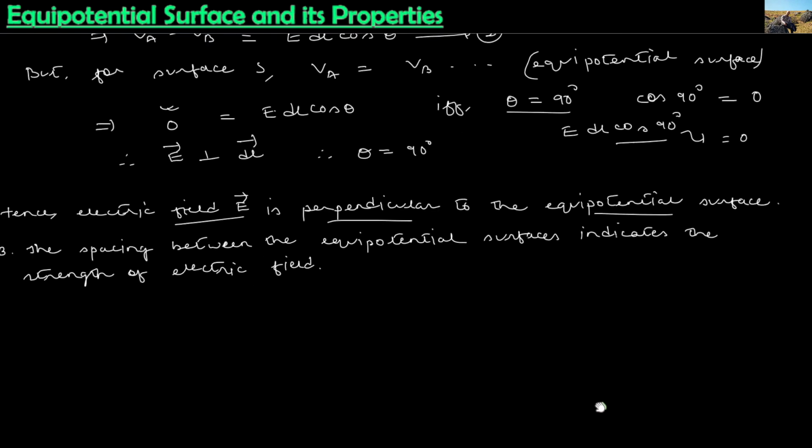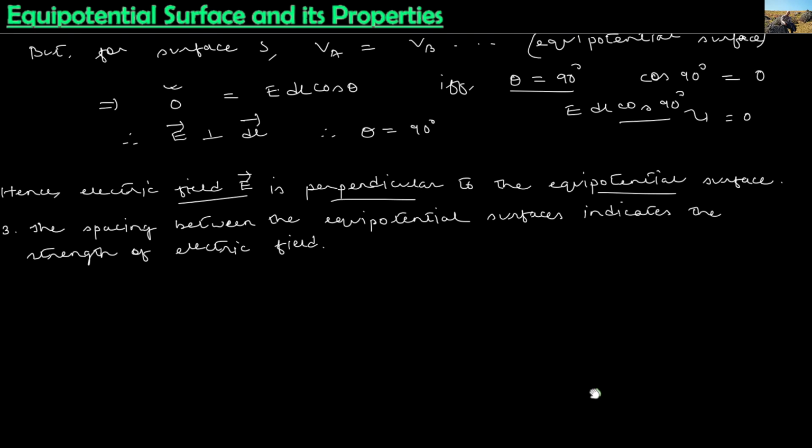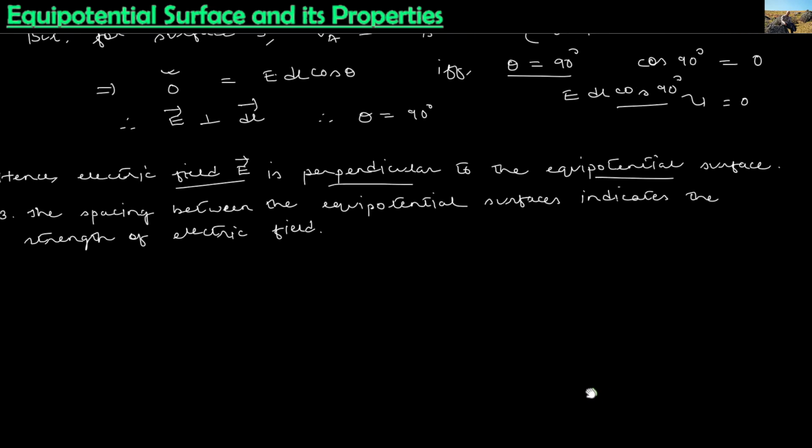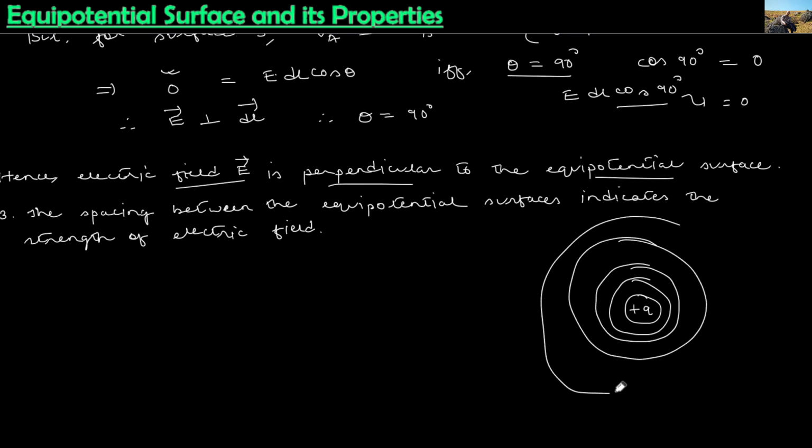Another important point, number 3: the spacing between the equipotential surfaces indicates the strength of the electric field. When we consider equipotential surfaces around a charge, plus q, these are our equipotential surfaces, and as we move away from the charge, all these equipotential surfaces will not be equally spaced. So the spacing between the equipotential surfaces indicates the strength of the electric field.